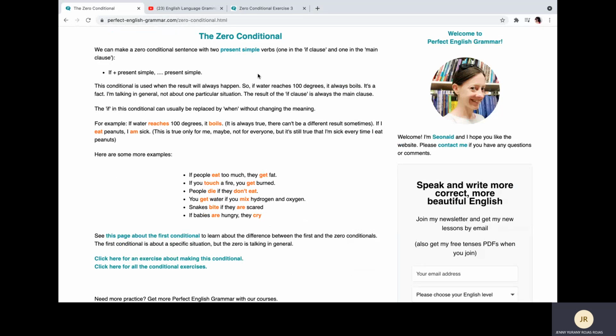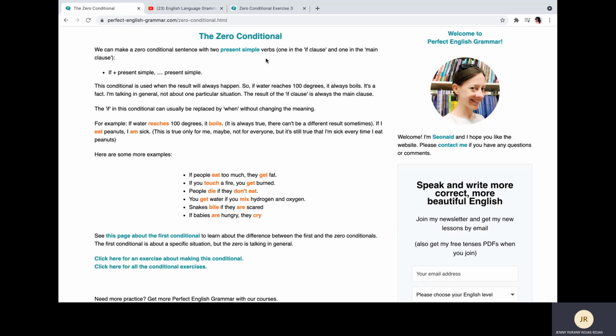Remember that the zero conditional is to talk about some truths or something that is true for a routine or in everyday life. Entonces recuerden que nosotros lo vamos a utilizar para hablar de cosas que son ciertas y que tienen un resultado lógico, que son verdaderas, que son reales. Y pues en nuestro caso, hoy lo vamos a ver en el uso de nuestra propia rutina y cómo aplica esa verdad para mí.